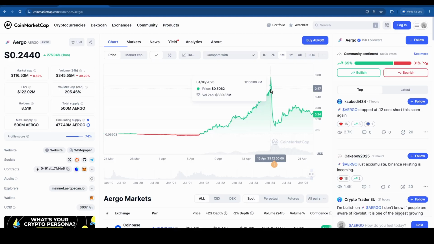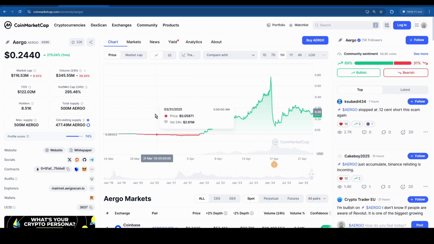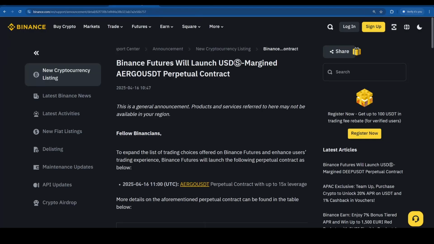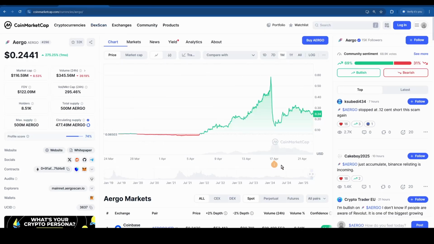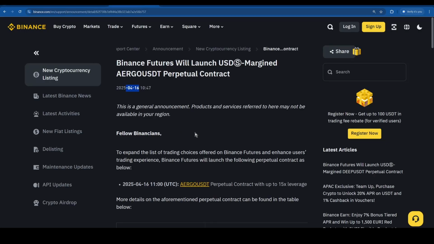But then on the 16th, as you saw, something happened, and this is what happened. Binance Futures announced that it's gonna be listing AERGO. It happened on the 16th. Here, CoinMarketCap actually tells you what the key events are, and here it says AERGO listed on Binance Futures. And that's where the trend changed. But the warning signs were there even after the announcement. The market reacts even before something actually happened. It reacts when something is announced.